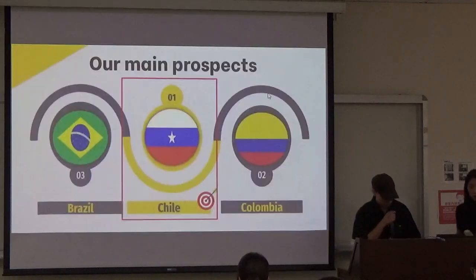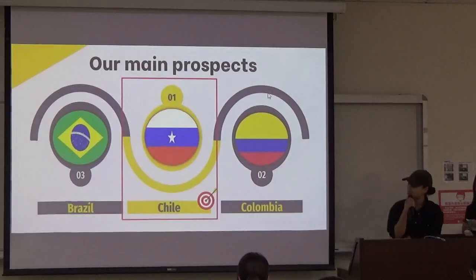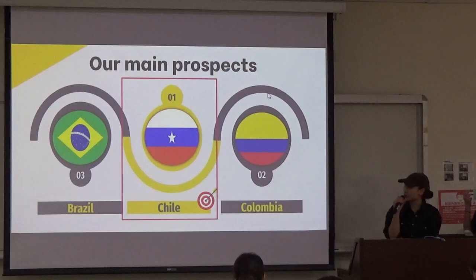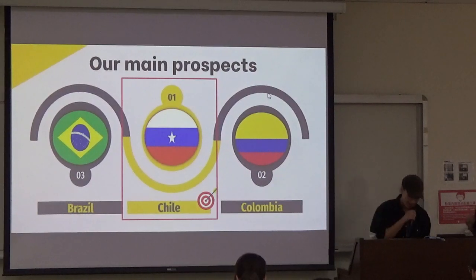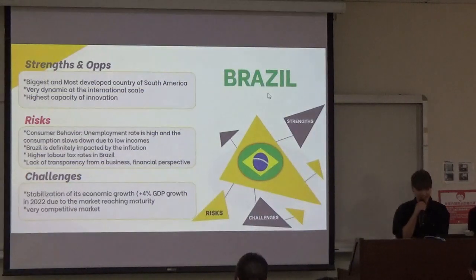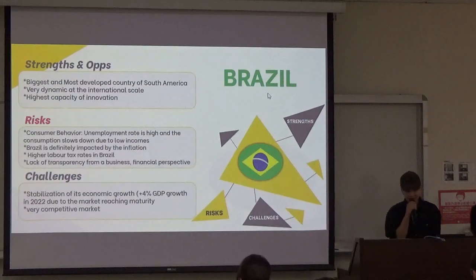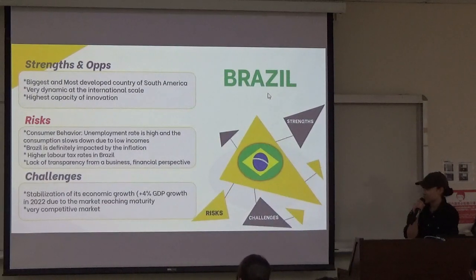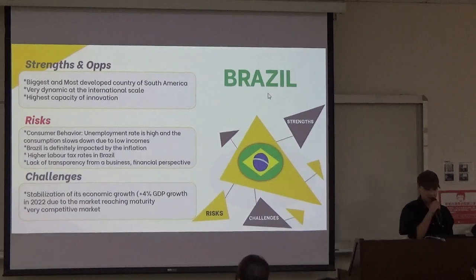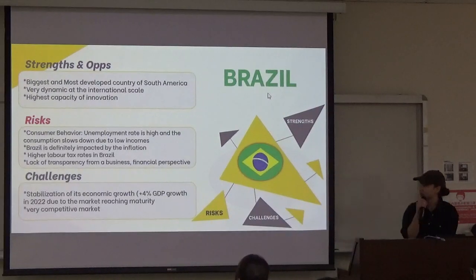So as she's just said, we're going to focus on analyzing these 3 countries: Brazil, Colombia, and Chile, Chile being the country we choose in the end, and you'll know why right after. So when it comes to Brazil, as part of the BRICS, it's one of the biggest economies in South America. It's actually the biggest one. Very dynamic on an international scale, exporting a lot, importing a lot, and has a very high capacity of innovation, being one of the most developed countries in South America.